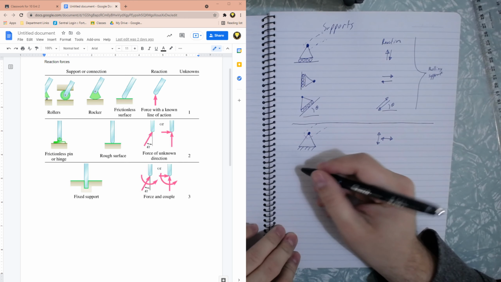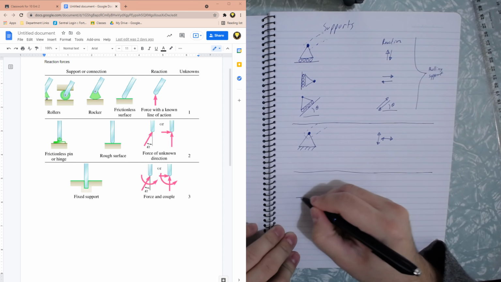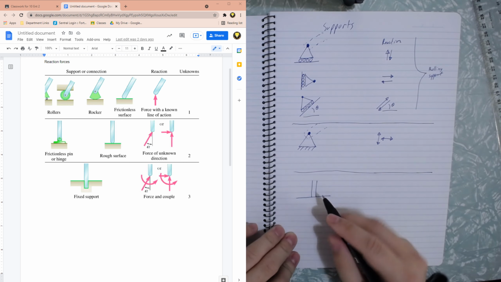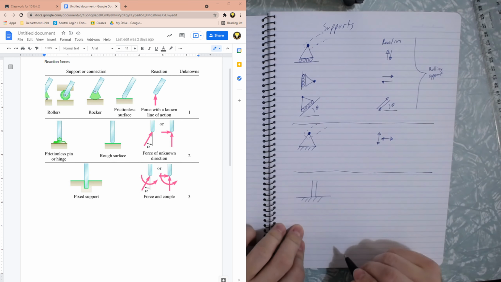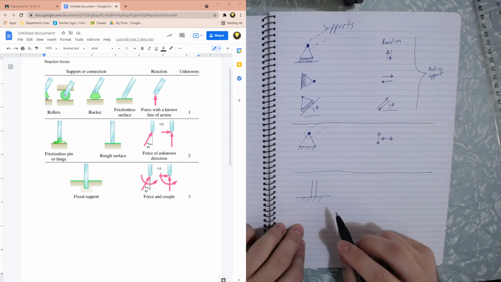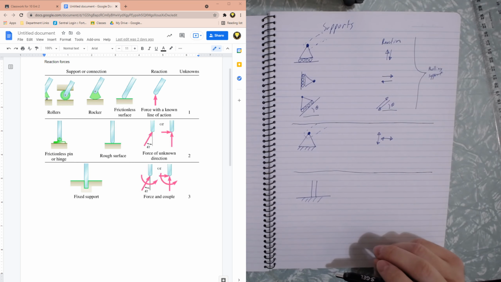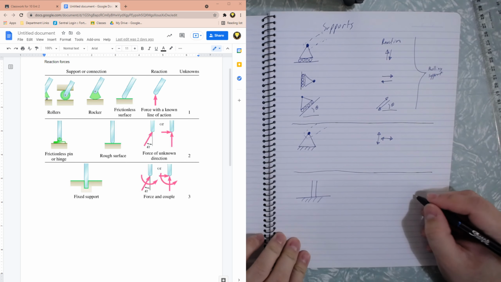The last form of support we have is called a fixed support. A fixed support usually is denoted as being connected directly to the structure. They might have lines like this. And this is more how a real-world support would work. If you were to get a pole and stick it into the ground, or if they're putting in a sign on the footpath, they dig a hole, they put in a metal tube, and then they put concrete around it and seal it up. This is going to be like a fixed support.